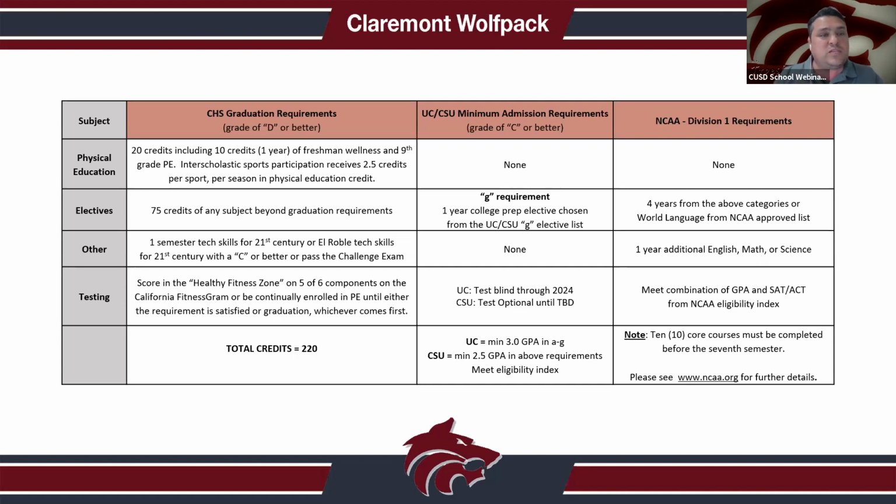In electives, you will need 75 credits beyond the graduation requirements previously noted. For UCs and Cal States, you will need 1 year of a G elective. Government and econ taken in the senior year will fulfill this G elective. Some other requirements you need for graduation would include tech ed. We'll talk about that in a future slide.